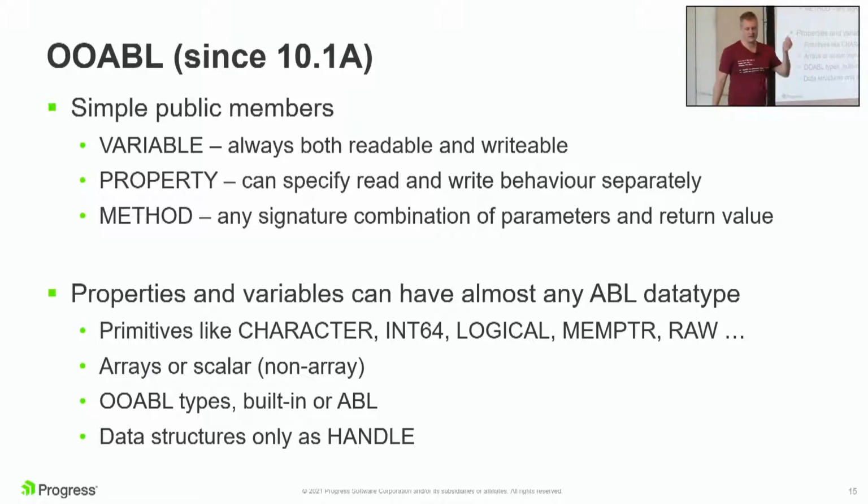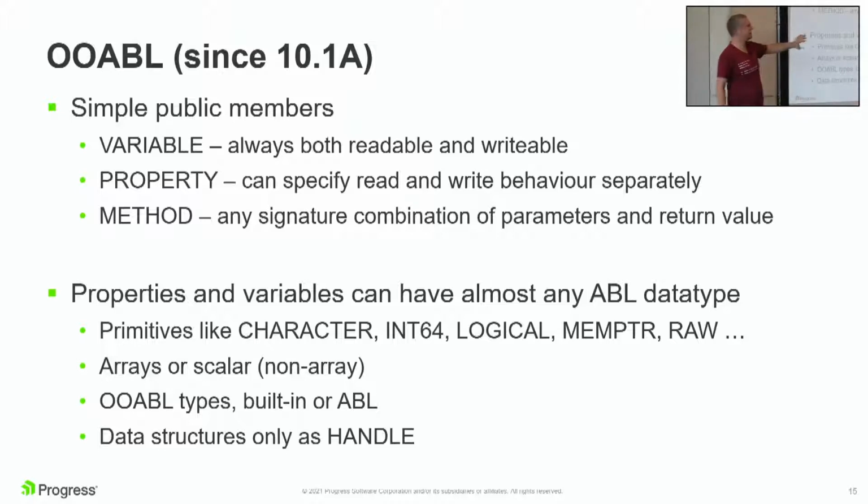So OOABL has been around since 10.1A. I'm sure you can do some of this with procedural code and inspection. It also tends to be more of the Yoda method, where you just try it, and if it works, it works. If it doesn't, it doesn't. But one of the nice things about ABL is built-in reflection or introspection capabilities. We'll talk about those in a sec, but how you can see what an object is made of, which is very, very useful.